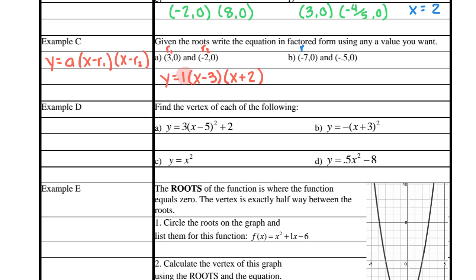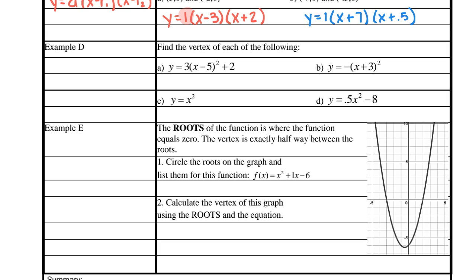Example B, we have negative 7 as R1 and negative 0.5 as R2. So you should have x plus 7 times x plus 0.5, and you can choose any a value you want. Part D, find the vertex of each of the following. Part A is already in vertex form, so remember we always have h and k in our vertex form, which is our vertex. So we'd have the 0.5, 2. Same thing with part B, but there's really nothing being added out here, so we can make that a plus 0, which now would tell us our vertex is at negative 3, 0. Part C is our parent function, which we know goes through the origin at 0, 0.